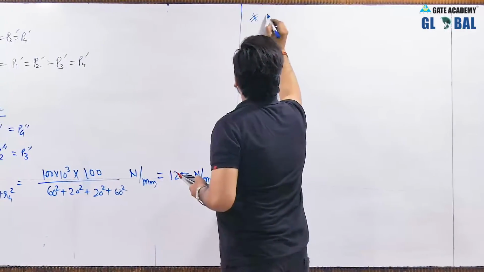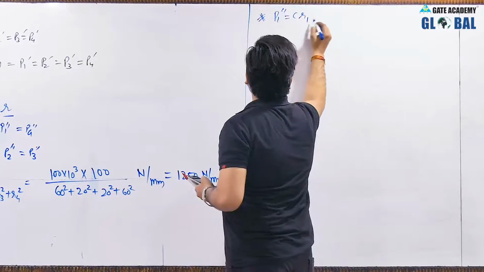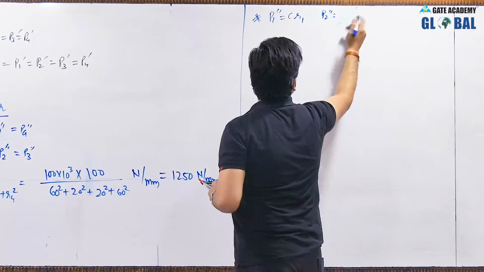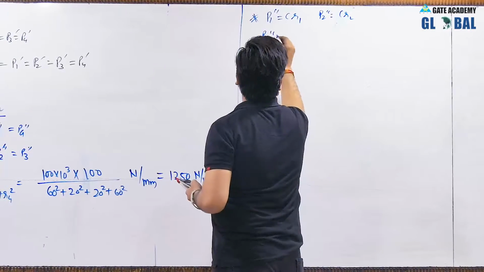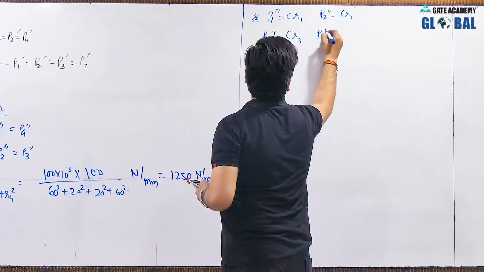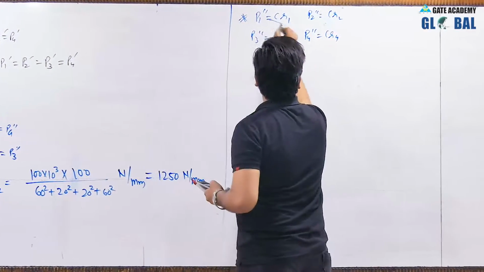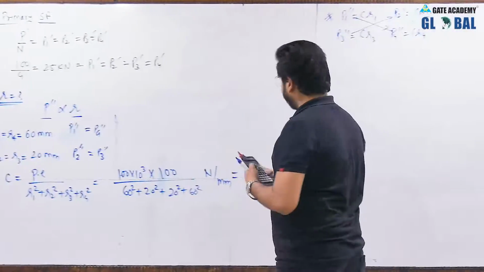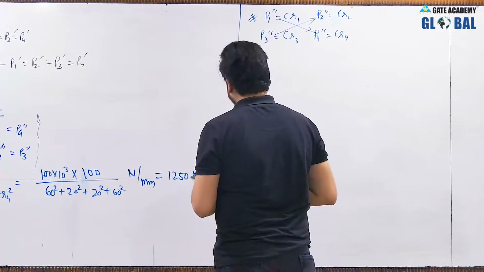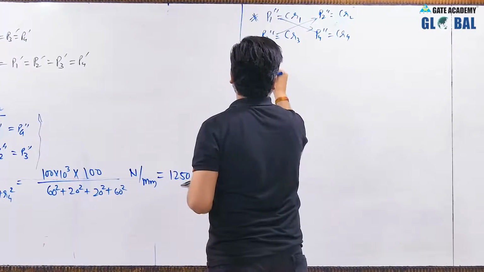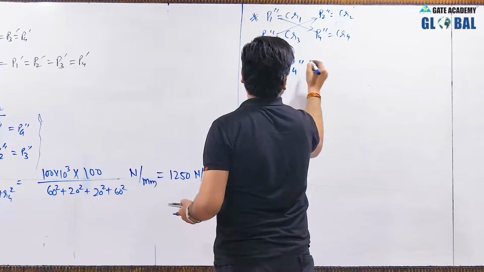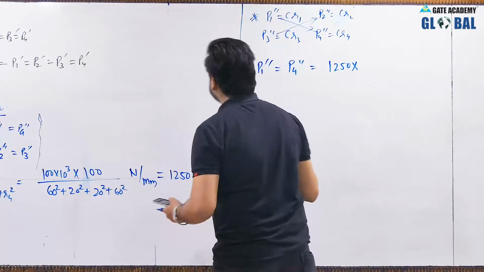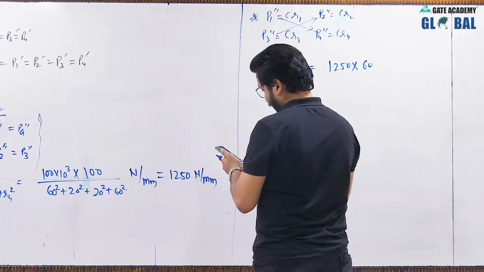Now P1 double dash will be equal to C into R1. P2 double dash will be equal to C into R2. P3 double dash will be C into R3. P4 double dash will be equal to C into R4. These two will be the same and these two will be the same, as per our previous discussion. So P1 double dash equal to P4 double dash equal to C, that is 1250 into R. R is 60 mm, so 1250 into 60.